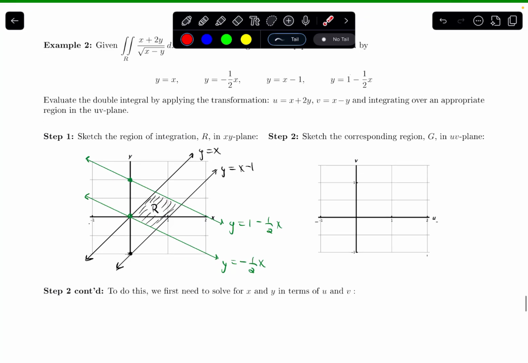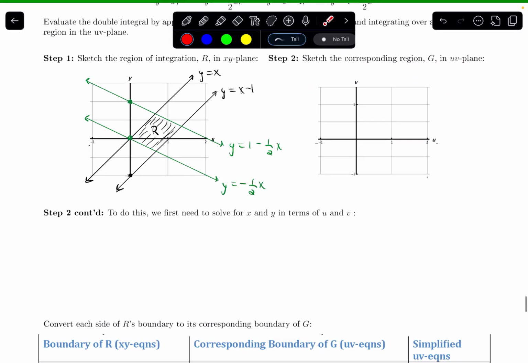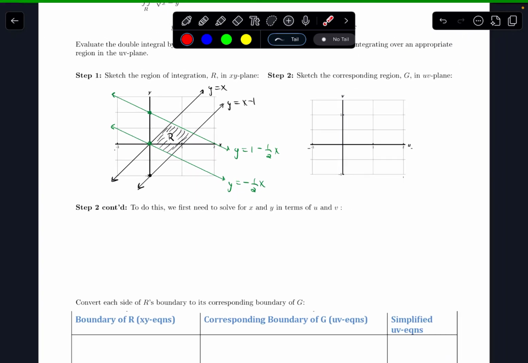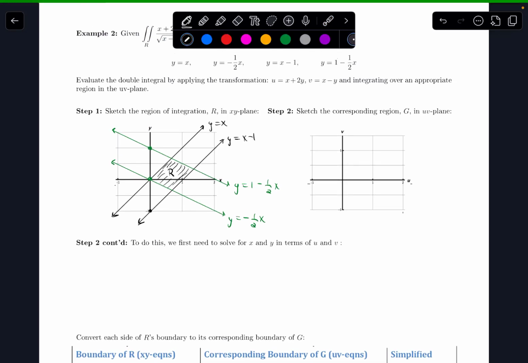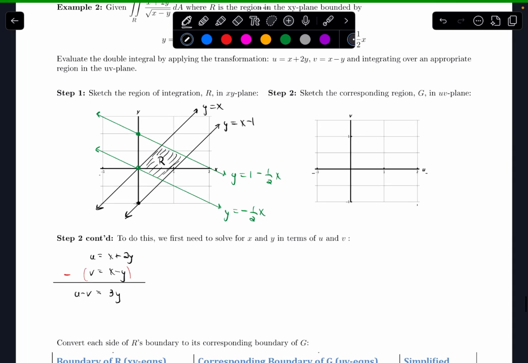Okay, so the next step is to sketch the corresponding region G after we've done the substitution in the UV plane. So how do we do that? It turns out that I'm going to now take my equations, which are u equals x plus 2y, and v equals x minus y, and then I'm going to isolate the x and the y in these equations. We'll need that later for the Jacobian. I notice that they both have an x, so if I subtract them, on the left I'll get u minus v. On the right, the x's cancel, and I'll get 3y. Nice, so if I divide by 3, I'll get y equals (u minus v)/3.